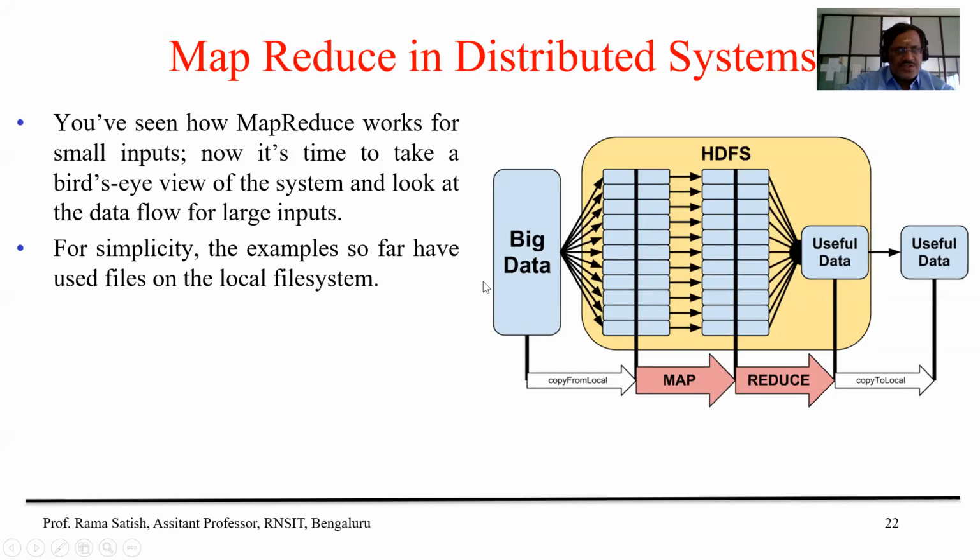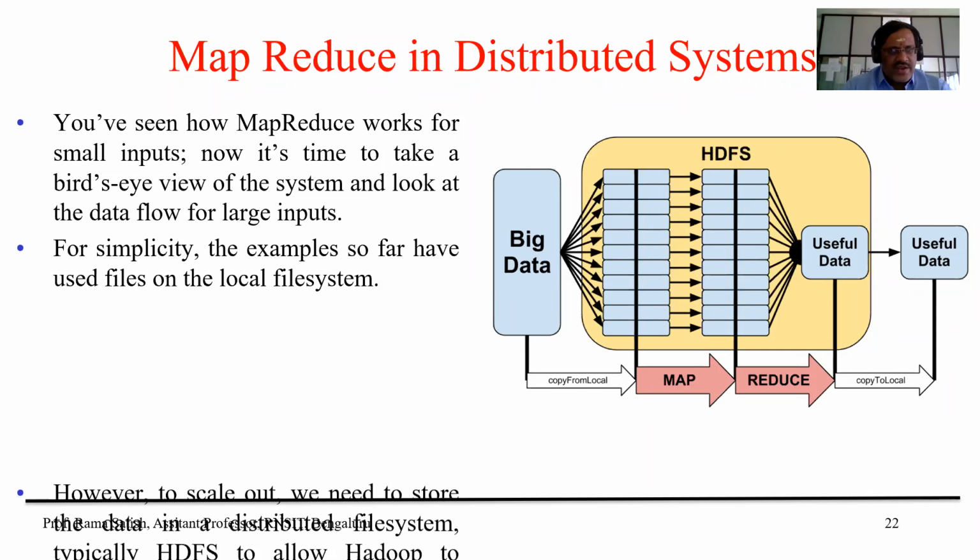And of course, for simplicity, the examples so far have used local files. We have understood that the operation starts with a local file system, and finally the result should come back to the local system. But the entire processing is happening inside your Hadoop environment. Data is taken from the local system, split, stored in HDFS, processed, and finally the results are sent back to the local system.